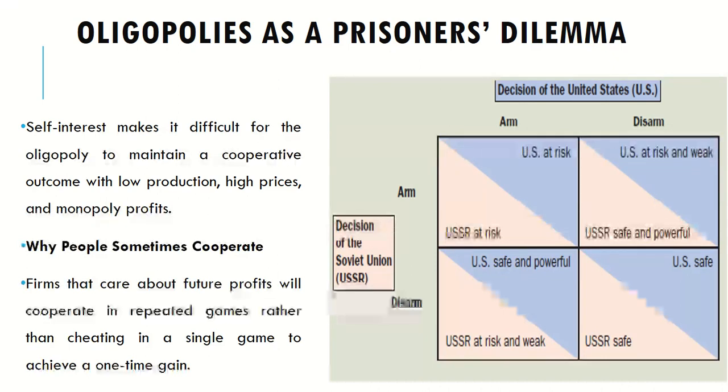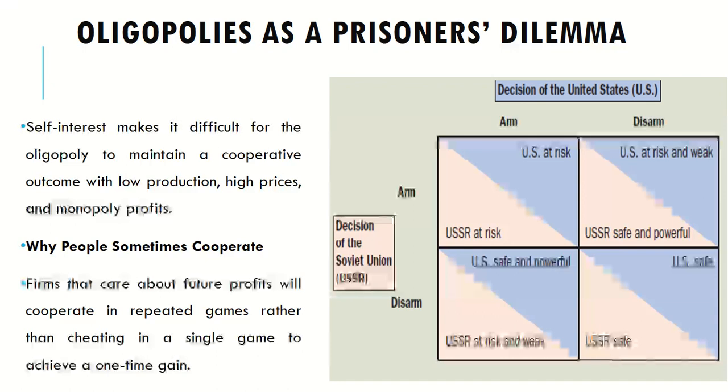In this example, on one side there is the decision of the United States whether to arm or disarm, and on the other side there is a decision of the Soviet Union whether to arm or disarm. Again, there are four possibilities. First is where both decide to arm and both are at risk. And the second possibility is when the US decides to disarm, and here the US is at risk and weak, while on the other side the Soviet Union decides to arm and is safe and powerful as well.